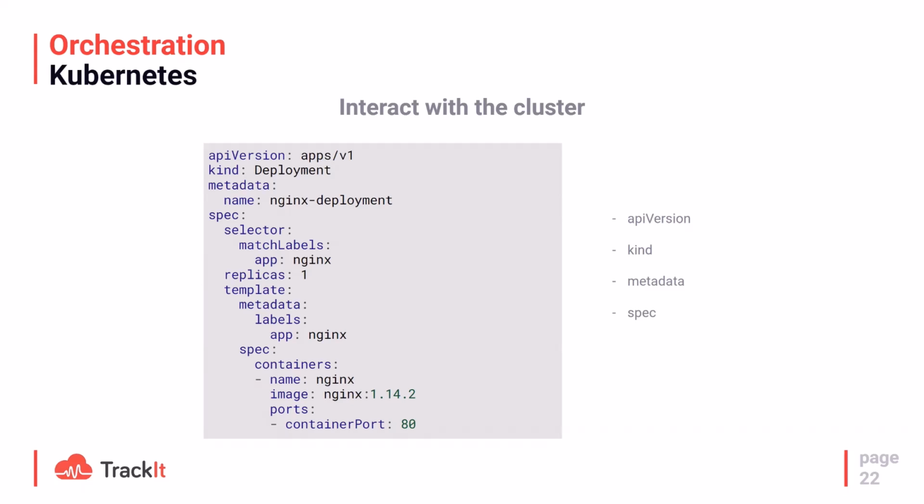In my case, I just want to create a new container that is named Nginx, and that will run version 1.14.2 of Nginx. And I'm opening port 80 to allow traffic going in and out.